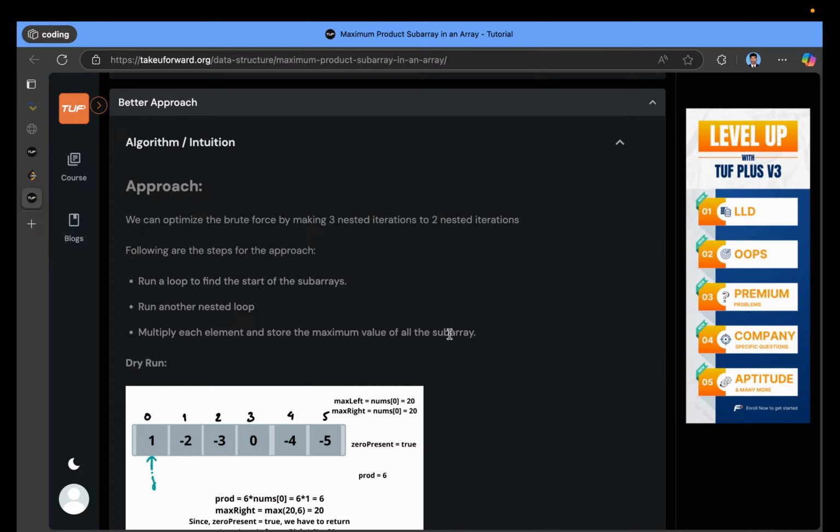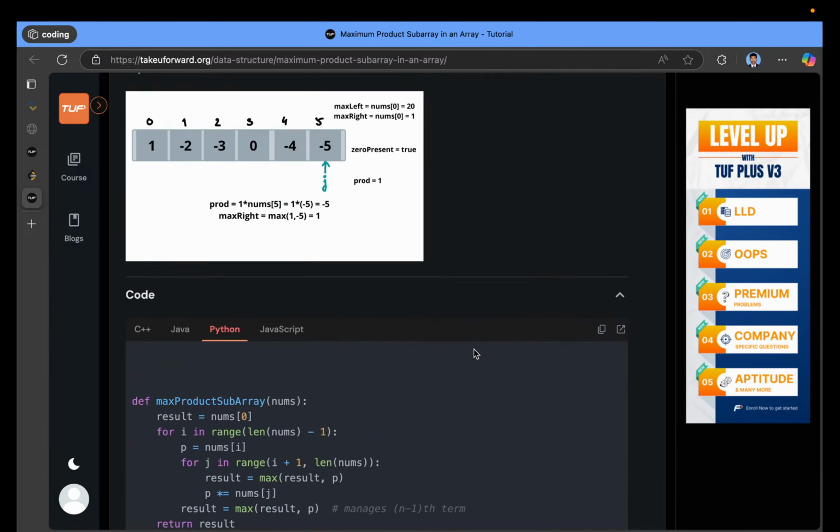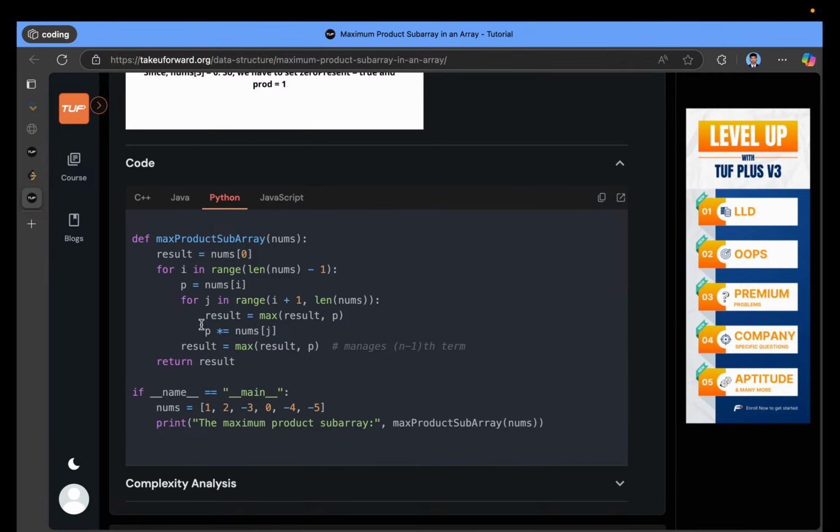Run a loop to find the start of the subarray. Run another nested loop. Multiply each element and store the maximum value of all the subarrays. Let's see the code, that will give a clearer sense of what is going on. Okay, the first loop, p is equal to nums i. Okay, for j in range. Okay, this is also okay. Result is max of result, and whichever is max, p into nums j, or result is equal to max of result, p.